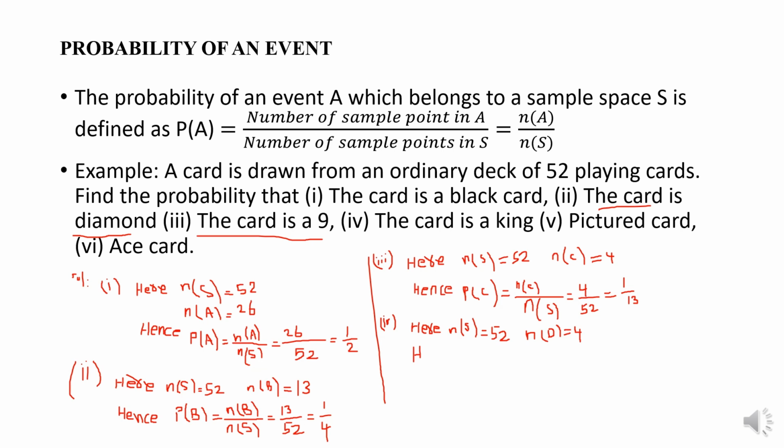Hence the probability of the D card, or the probability of the king card, is the number of D divided by the number of S. So the answer is 4 by 52, and the final answer is 1 by 13.